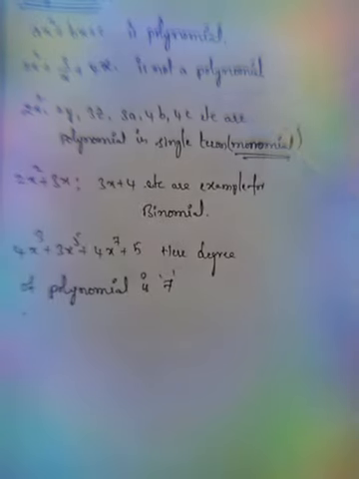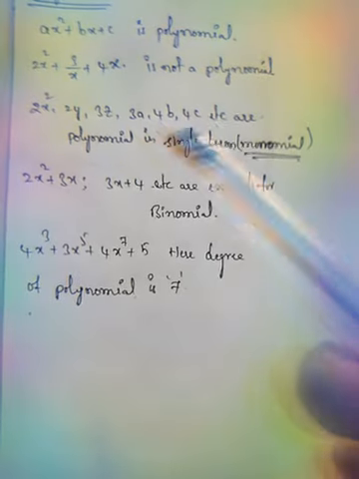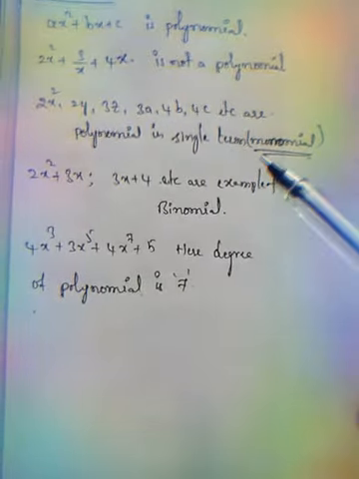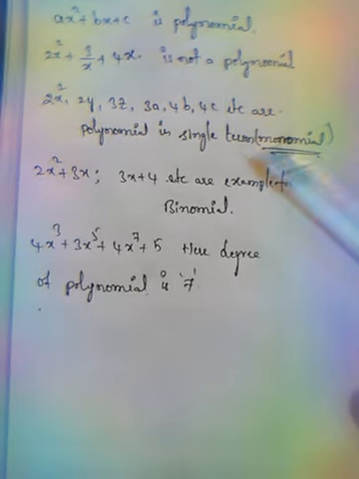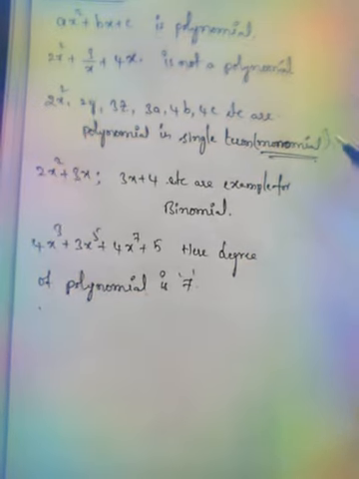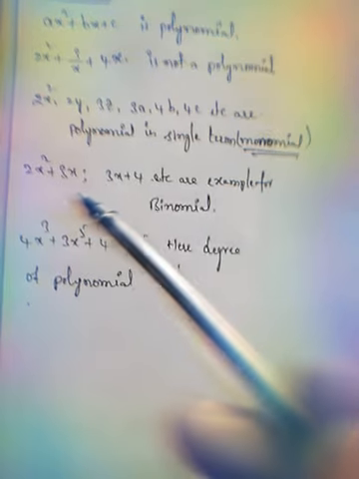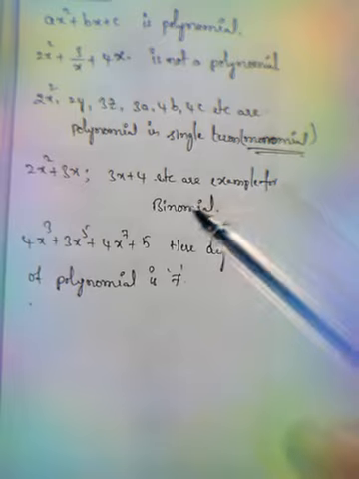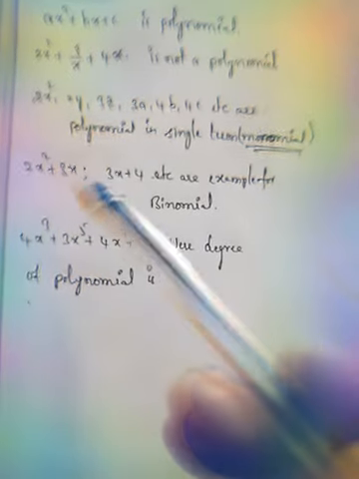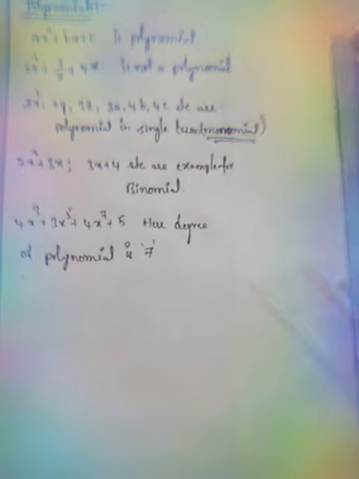In the same way, 2x square, 2y, 3z are all called polynomials of one variable in a single term. That is also called a monomial. Here 2x square plus 3x plus 4, etc., are examples of a binomial. It is also in a single variable. In some expressions we have two variables. Then it is not a single variable.